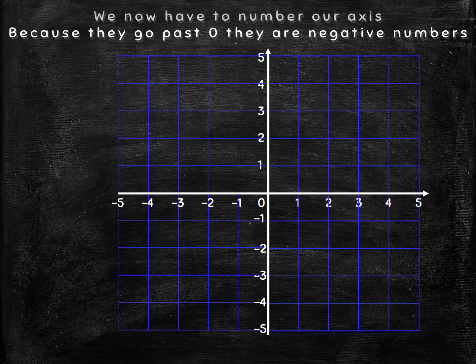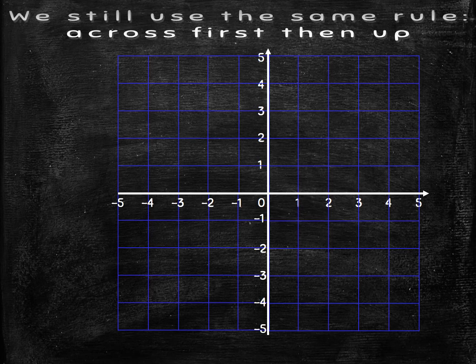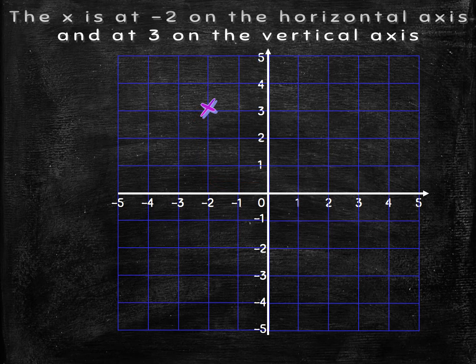Okay, so let's have a look at some points. So we've got this point here. We still use the same rule, across first and then up. So if we look at how far we've gone across, this far, and we've gone up this far. So we've gone across to -2 and we've gone up 3. So we're going to write the point -2 first because we've gone across 2 that way, and then we're going to write the point 3 next because that's how far we've gone up. Separate it with a comma and then put brackets around it.